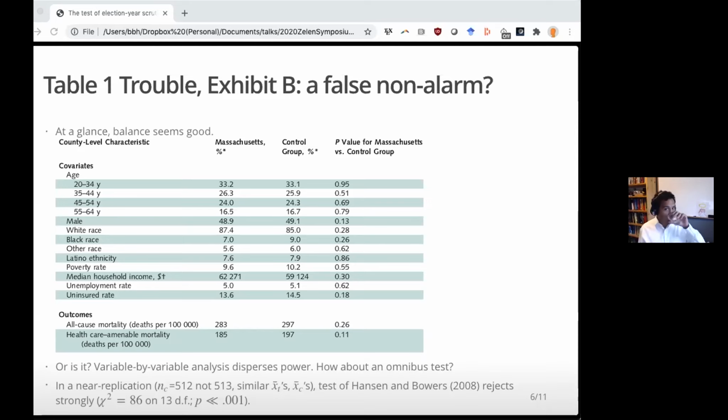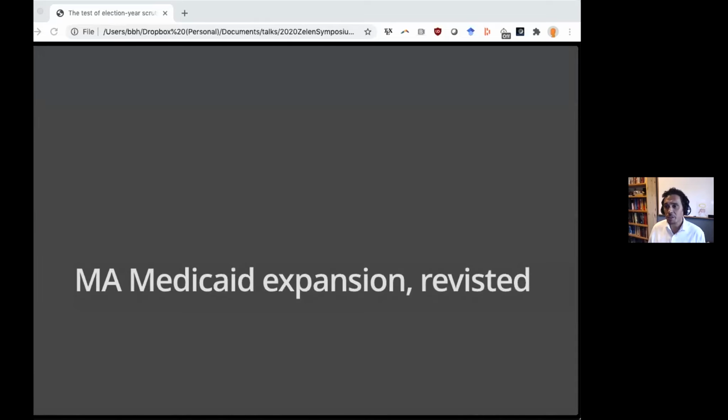Even so, when I looked at it with this omnibus test that I'll tell you about a bit more in a few minutes, you'll see that there was a strong indication of a problem here. The null hypothesis of the groups being the same or comparable was soundly rejected.